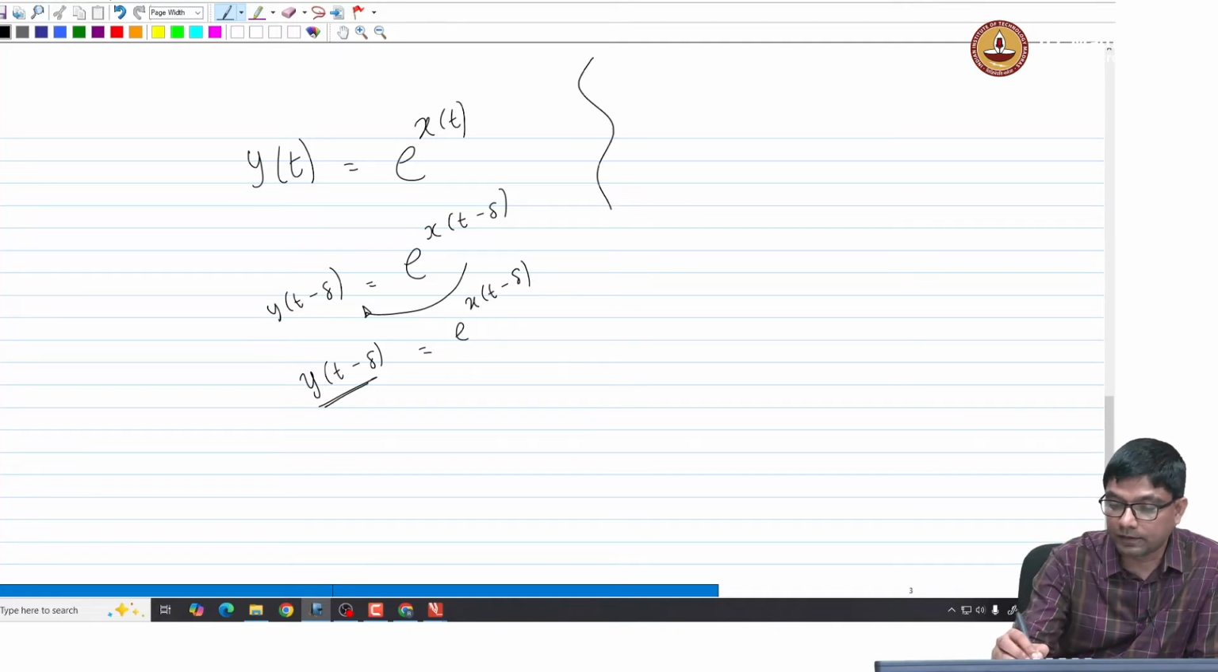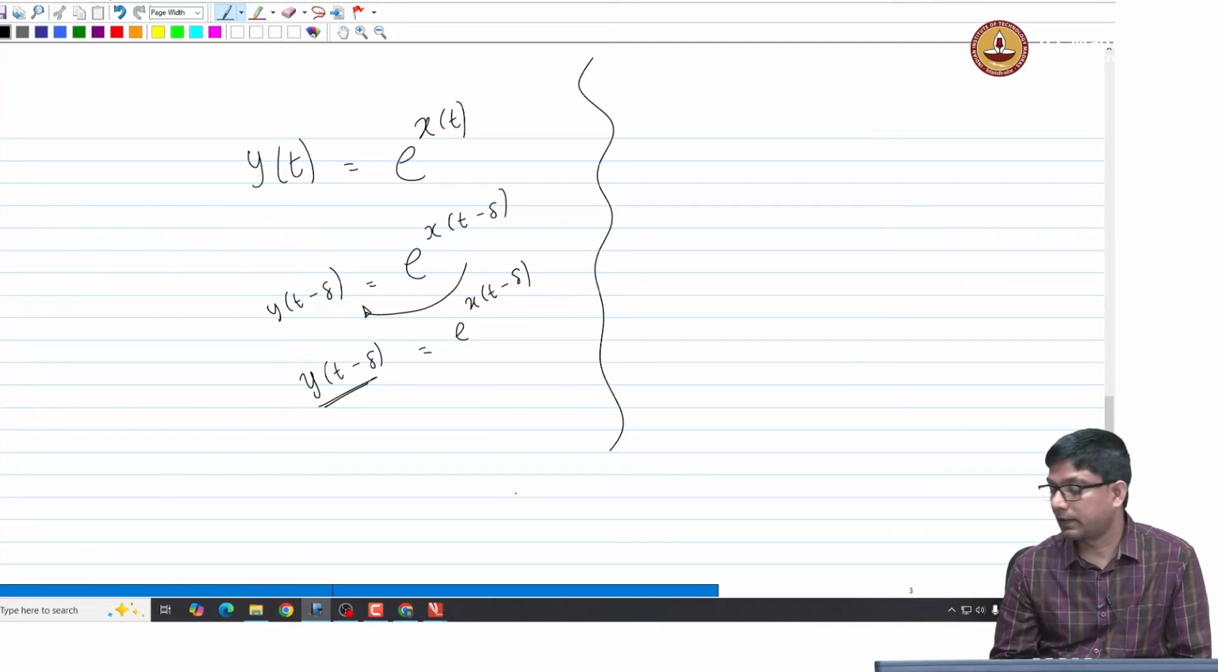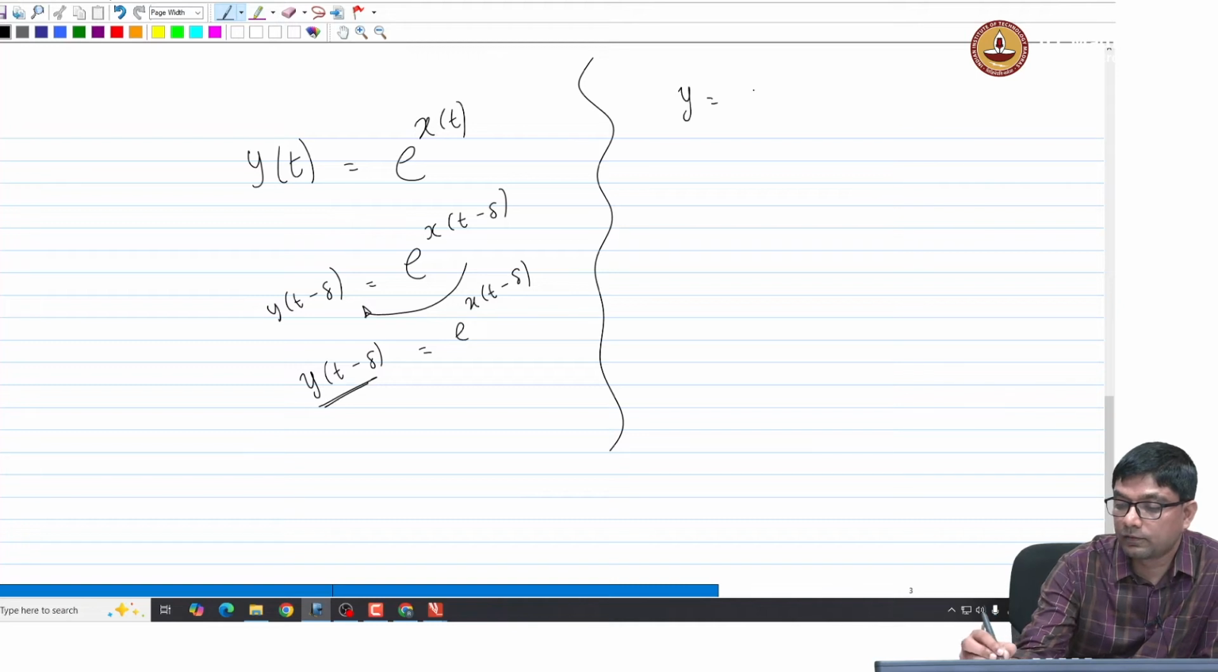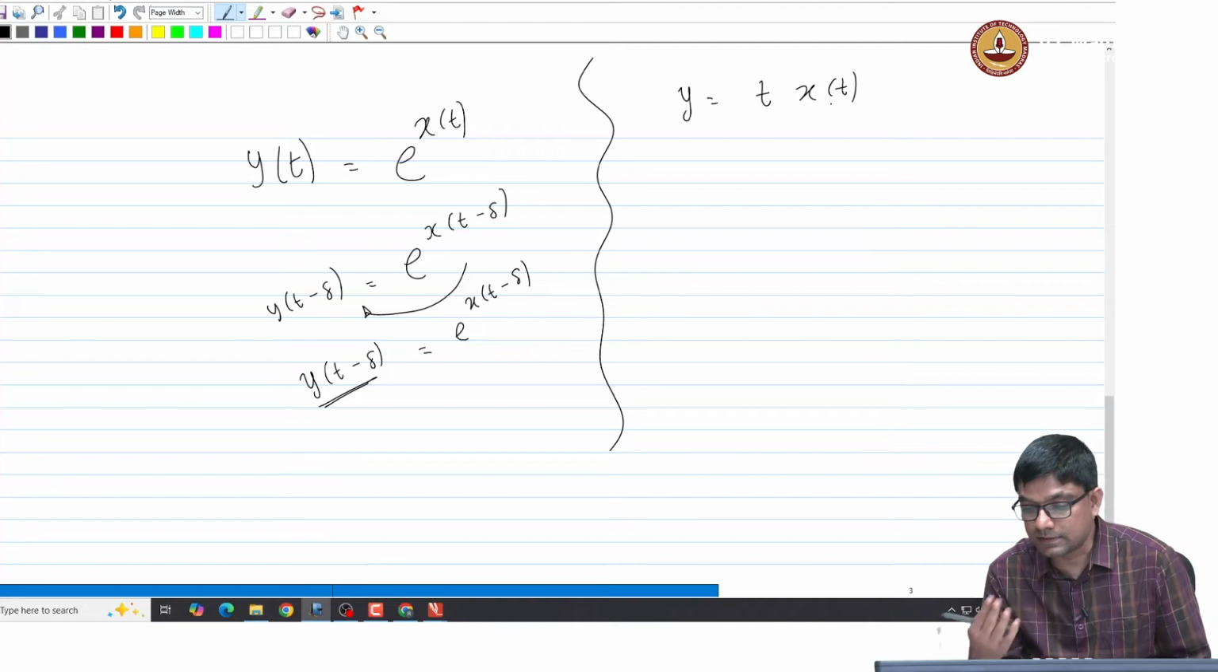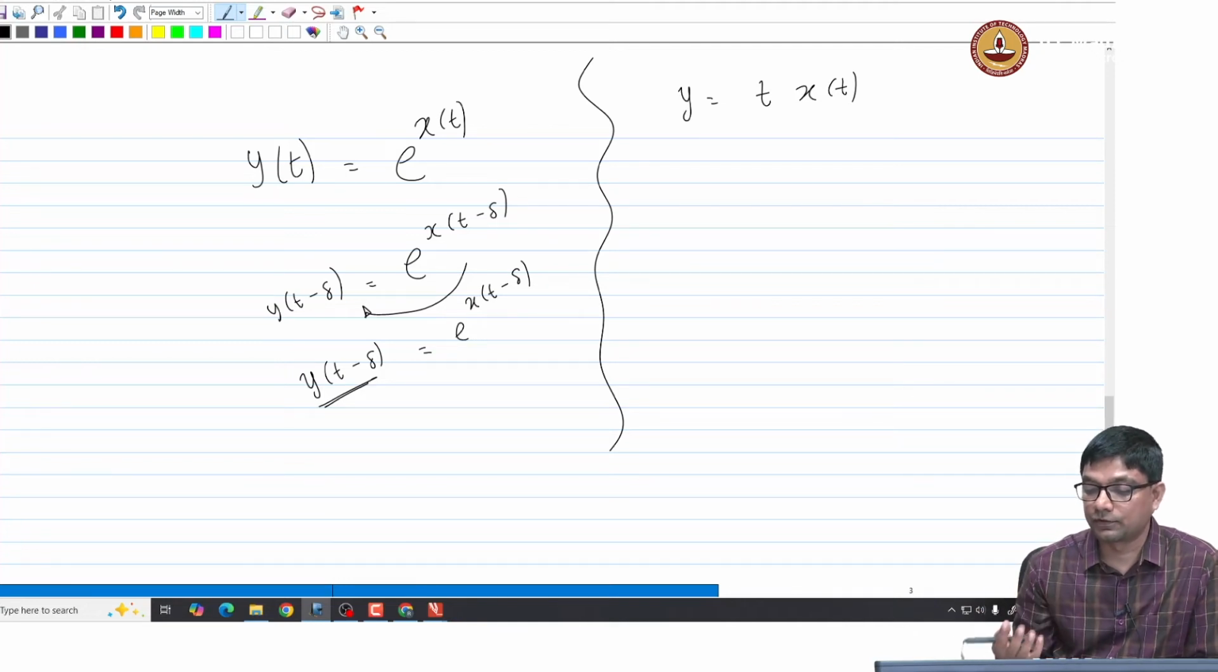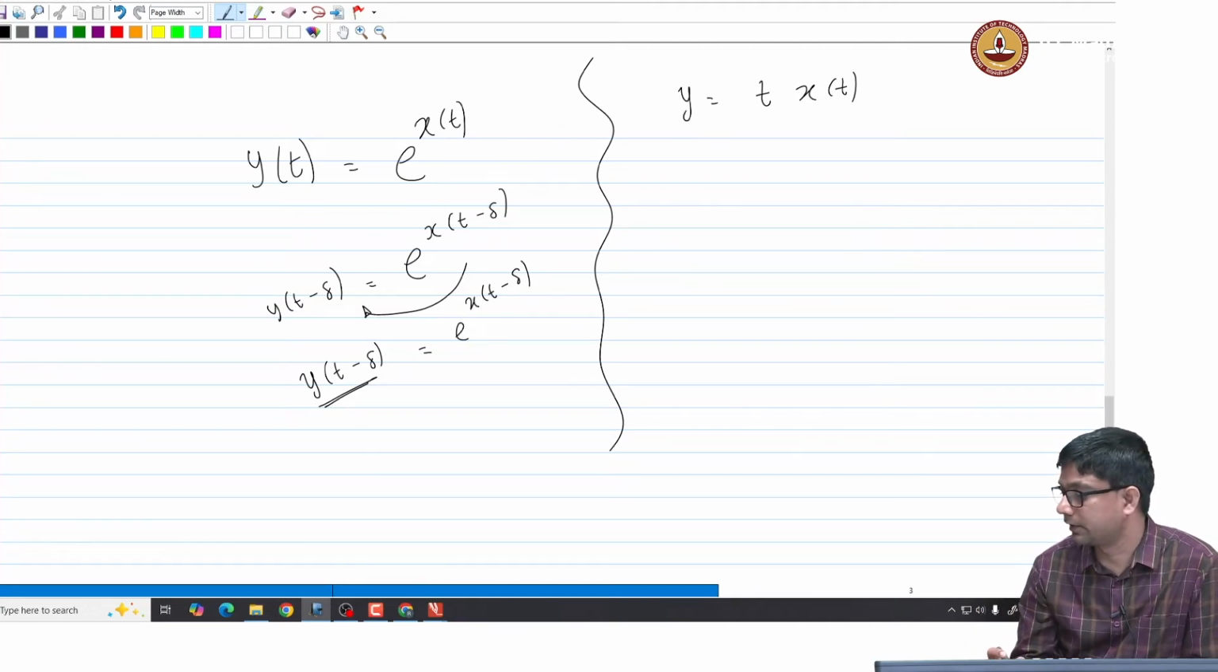So the output at t minus delta is just this computed at t minus delta. This is one thing, and the second example I have is y equal to t times x of t. Sometimes it is easier to understand with examples which do not satisfy this, which actually are time varying.